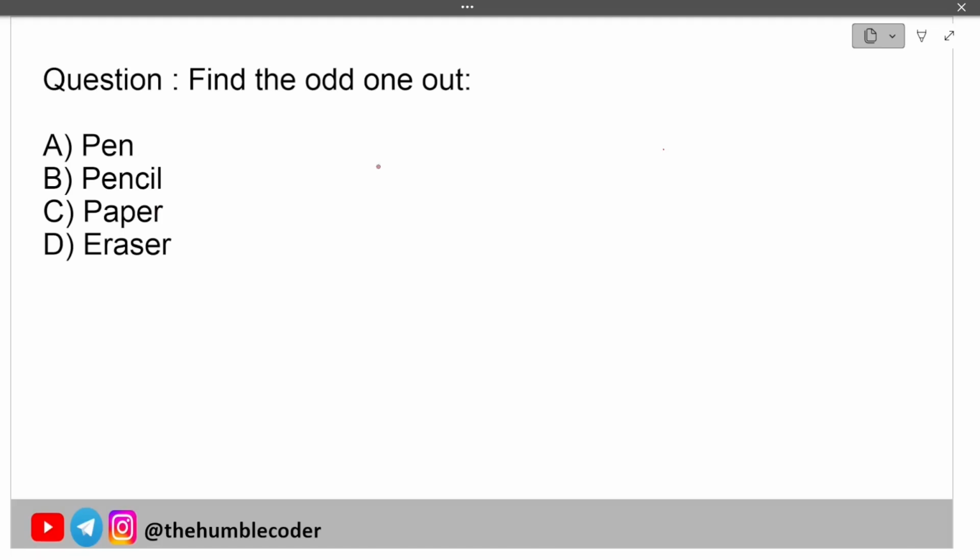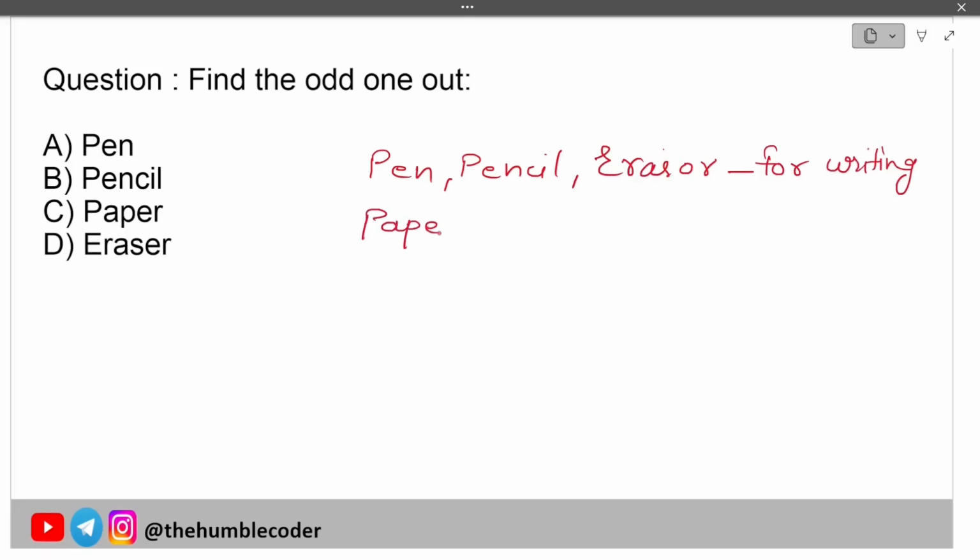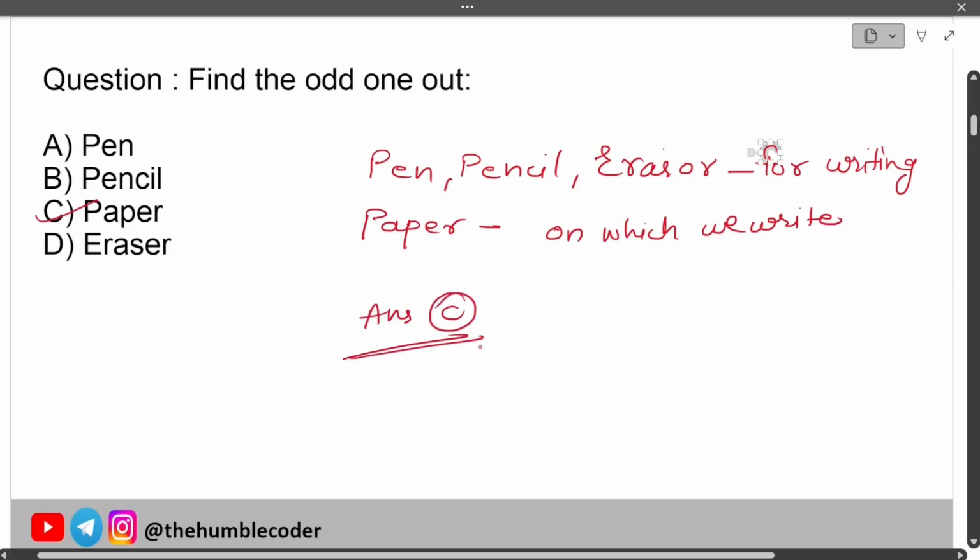So, okay, let me tell you. Pen, pencil, and eraser. What are these three things? These are things which we use for writing. And what is paper? Paper is one such thing on which we write. So it is very clear that paper is the correct option in this case, option number C. Let's move on to the next question now.